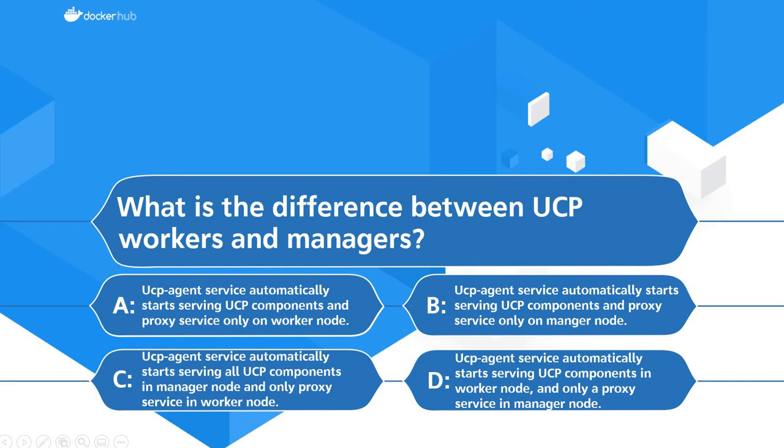And the correct answer is C. UCP agent service automatically starts serving all UCP components in manager node and only proxy service in worker node.